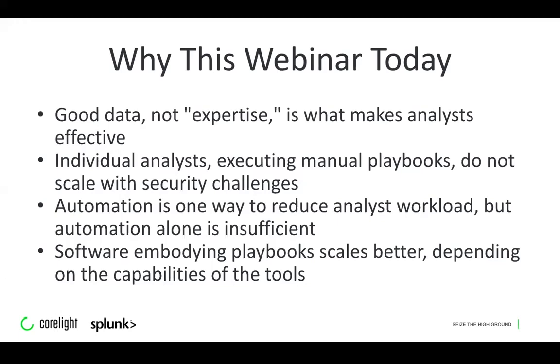But what you want to be able to do is eventually create playbooks that get embodied into software. So the software is executing the playbook for you, and the analyst interacts with that software when it is needed and when he or she has to make a decision about what's happening in the environment. So that's what we're going to be talking about today. We're going to be talking about how working with Corelight and Splunk can be that collection of capabilities that will give you the ability to deal with the security challenges facing the modern analyst. And so with that, I'd like to turn it over to Wissam from Splunk.